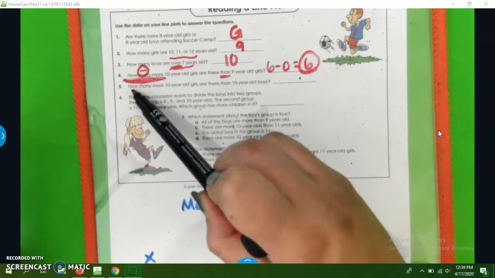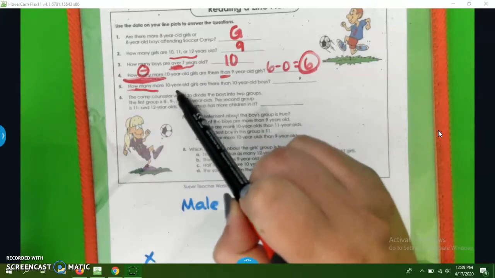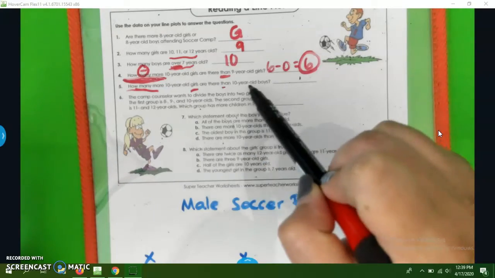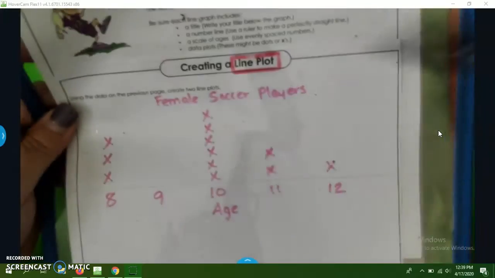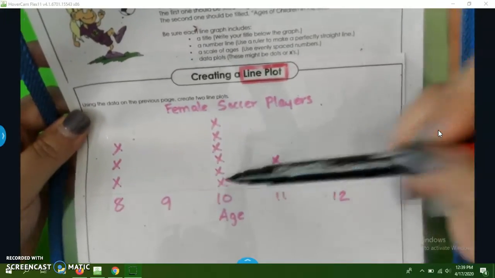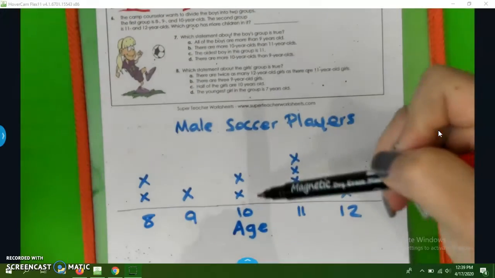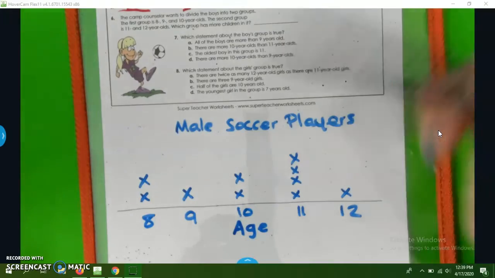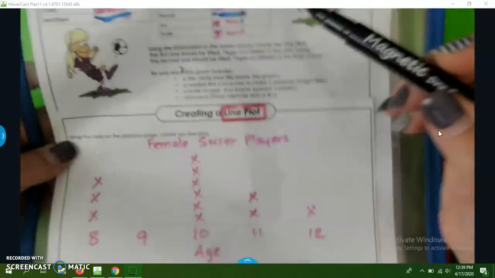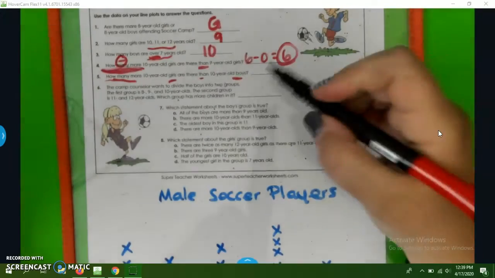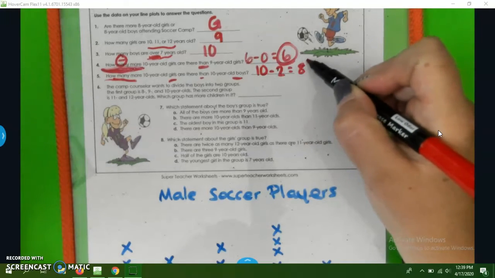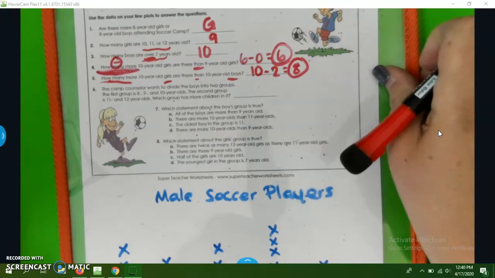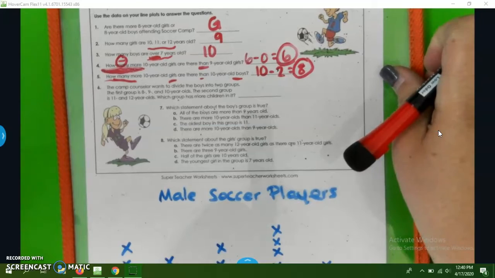Now they ask us to compare how many more 10-year-old girls there are than 10-year-old boys. So we're going to have to compare both line plots. 10-year-old girls, there were 6. Boys, there were only 2. So if I compare those, I'm going to subtract. 6 girls minus 2 boys gives me only 4 more girls than boys.